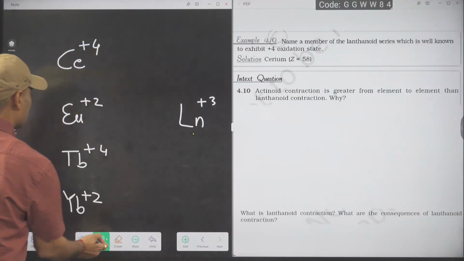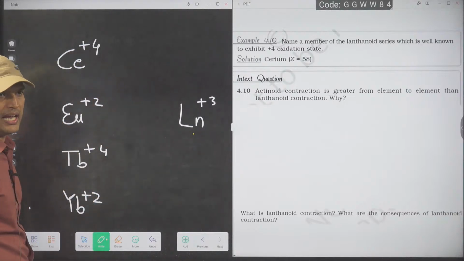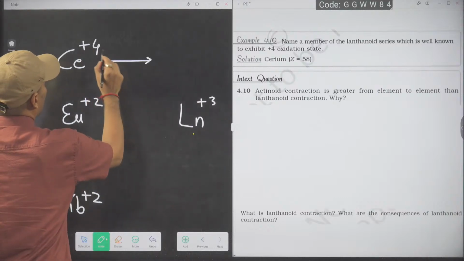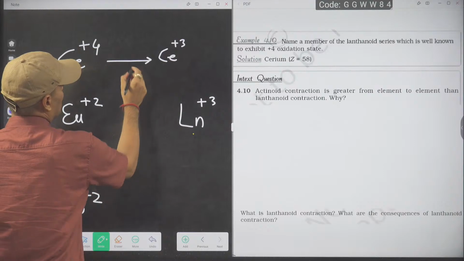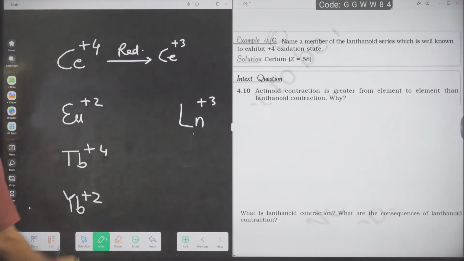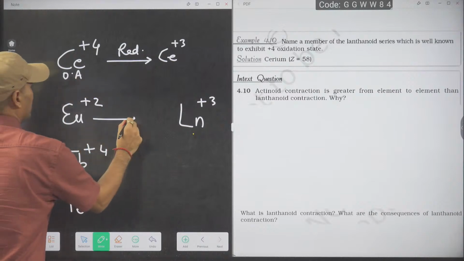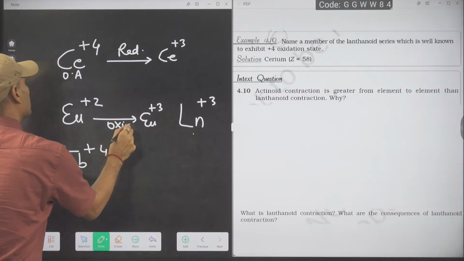So they will ask you, out of this, who is behaving as oxidizing agent and who is behaving as reducing agent. We know Ce+4 is there. It will try to go to +3, which means this is reduction, so this will act as oxidizing agent. Europium +2 will be oxidized to +3.